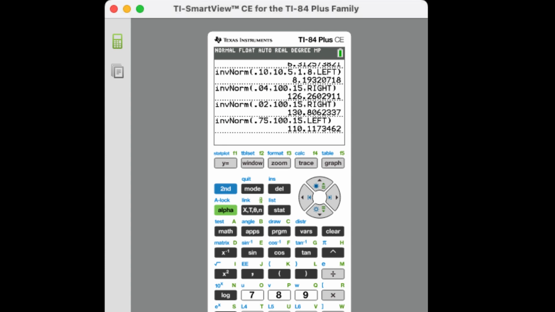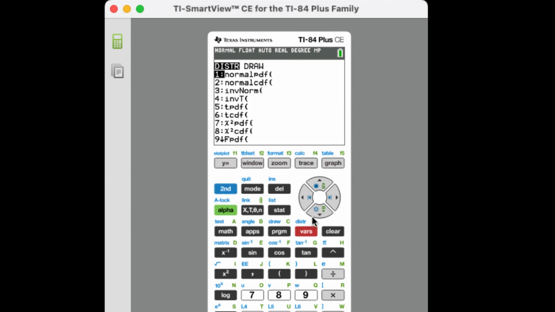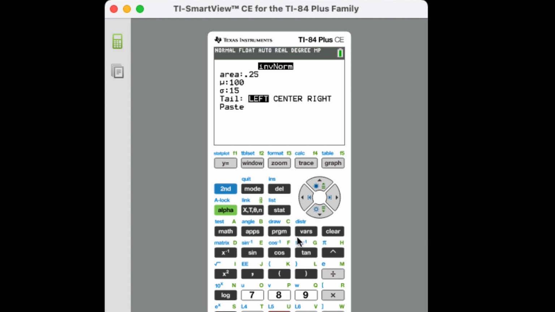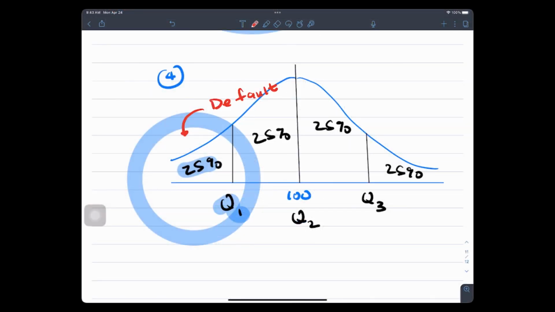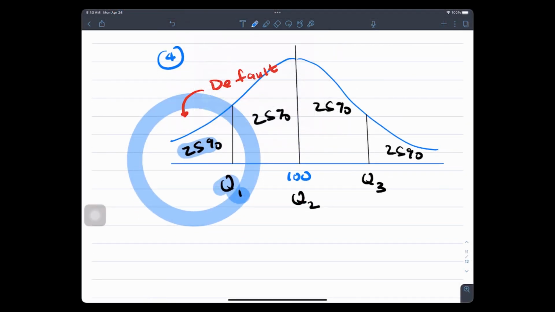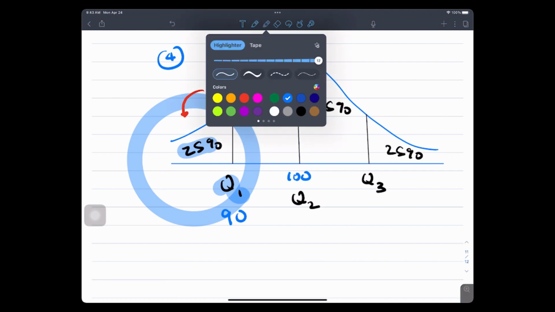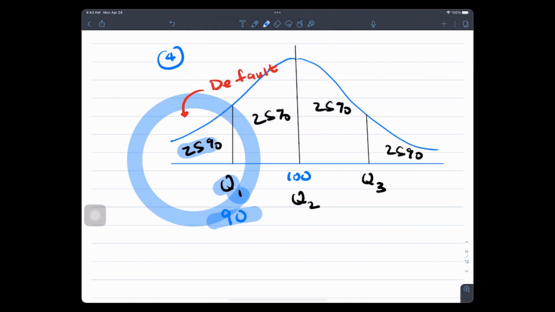So I'm going to go to the calculator. I hit what? Second distribution, inverse norm. Isn't that 25%? Which one do I use? Left, right, or center? Left. Why left? Let's go back. That value is about 90 to the nearest tenth. Is that true? So what's this going to be here? 90. Is that right? 25% of the bell.